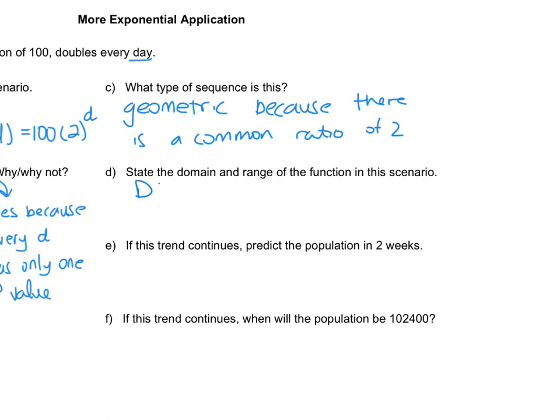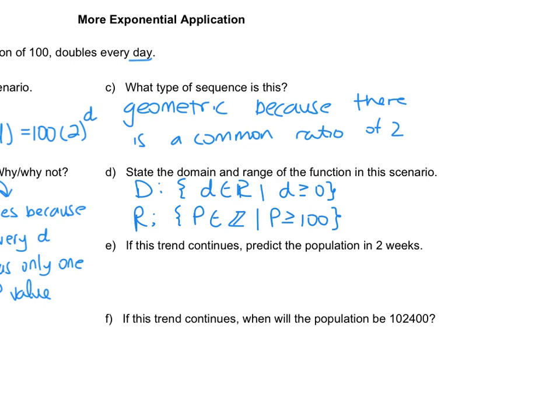Okay, so next we have to state the domain and range of the function. For the domain, we have the number of days. So days is an element of all real numbers, but the number of days has to be greater than or equal to 0 because we can't go back in time. And then for our range, we are dealing with population. But you can't have half an insect, so it is going to have to be an integer. So P is an element of all integers such that our population is greater than or equal to 100 because that was the initial population.